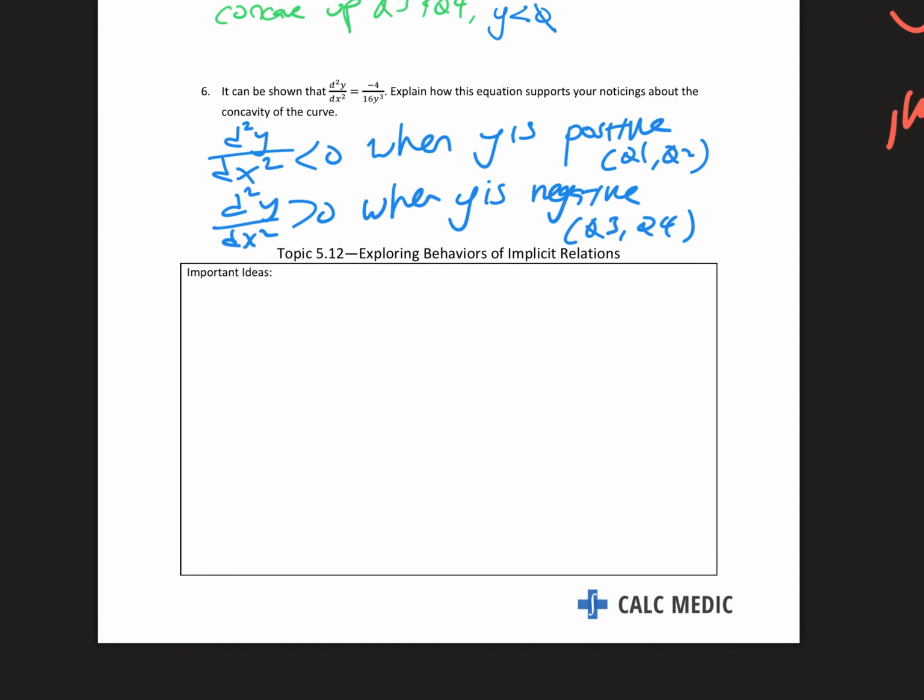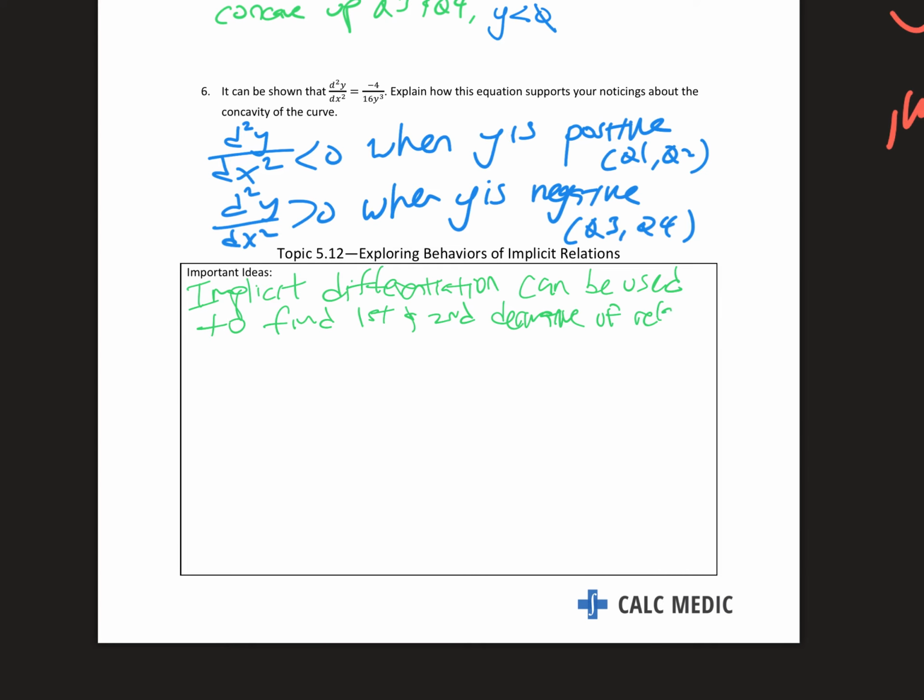All right, so some important ideas. Implicit differentiation to find first and second derivative of relations.